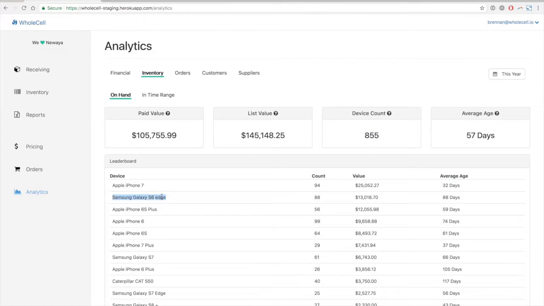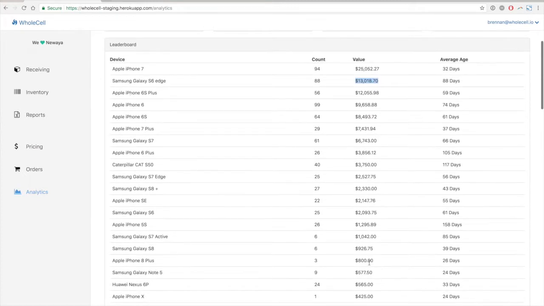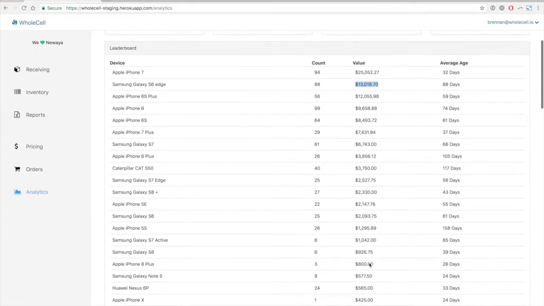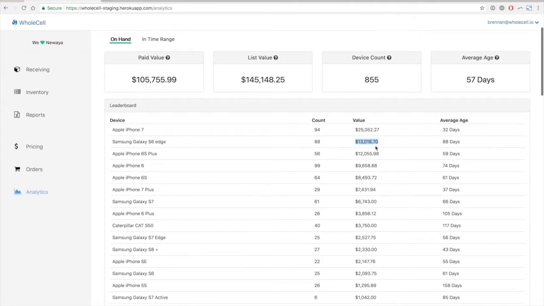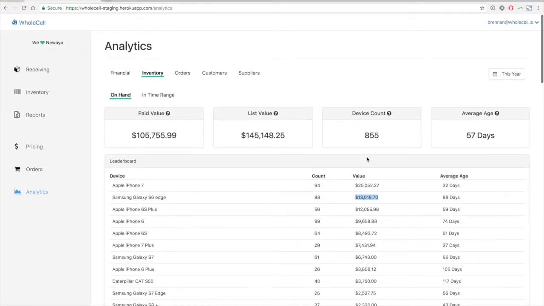We've been holding on to some Galaxy S6 Edges for a little while. Those are much older. They're 88 days old, but luckily we only have $13,000 worth of them. It's not as significant of a problem. And you can see that most of the value of this inventory that we have is in the top 10 or 15 things here, and then it really trails off to being less than $1,000 worth of inventory in any category. But you can come in here and see what is the device that we are holding the most of and the most value of, and how long we've been holding it.